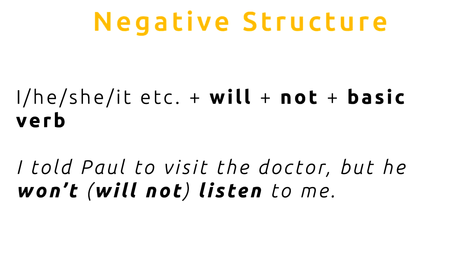Here is the negative structure. It's I, he, she, it, etc. plus will plus not plus a basic verb. The example says, "I told Paul to visit the doctor, but he won't listen to me." Notice the contraction of will not. It's won't. Won't means will not.